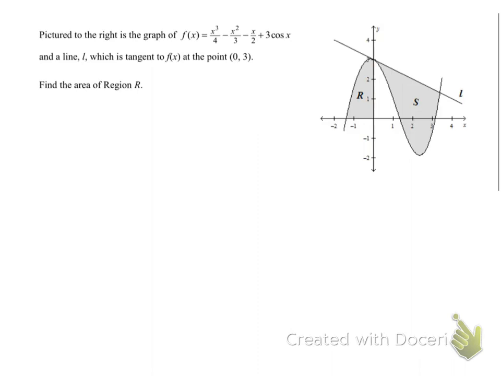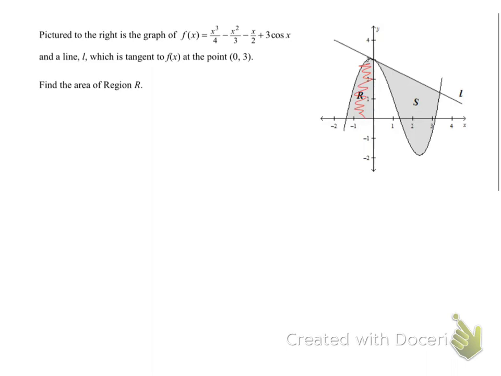Okay, so this is on page 637. It says, pictured to the right is the graph of f of x, oh man, that cubic function there, and a line L, which is tangent to f of x at point 0,3. It says, find the area of region R. So R is this part right here.